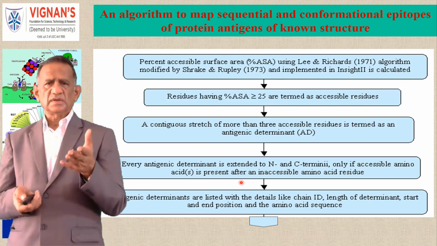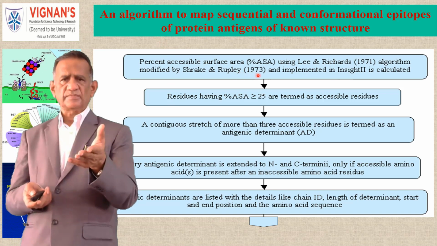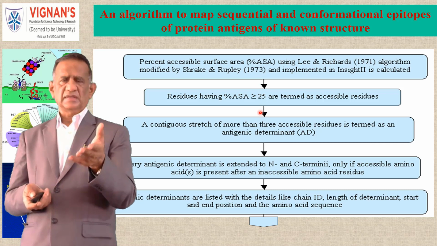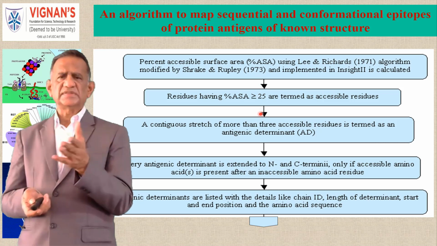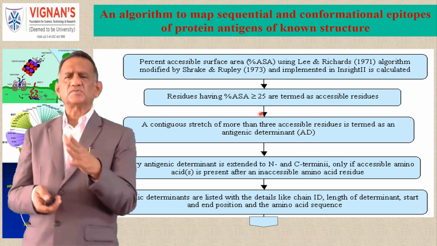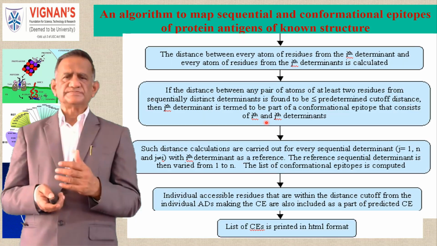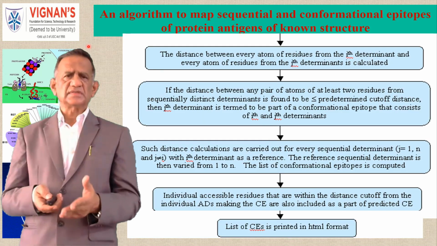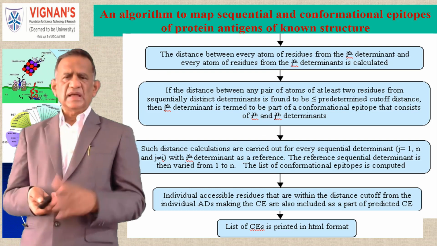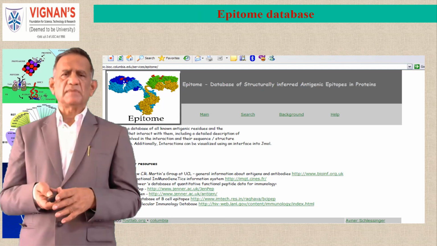If you go through the residues, the residues having ASA, that is percent accessible surface area, of 25% are termed accessible residues. From those accessible residues, they take the antigen determinant. So like this, all these things are being followed by computational biologists. Ultimately, a list of conformational epitopes is provided in HTML format.